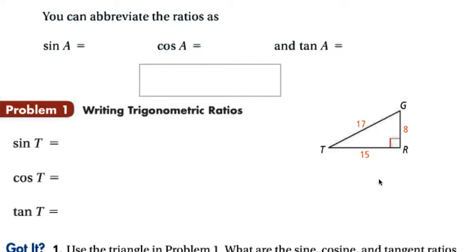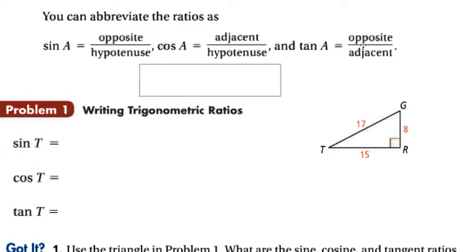Alright, so there are ways that we can abbreviate those ratios. The sine of A we will say is opposite over hypotenuse. Cosine is adjacent over hypotenuse, and tangent is opposite over adjacent. I will be requiring you to remember these definitions without using your notes. These are things you need to commit to memory.